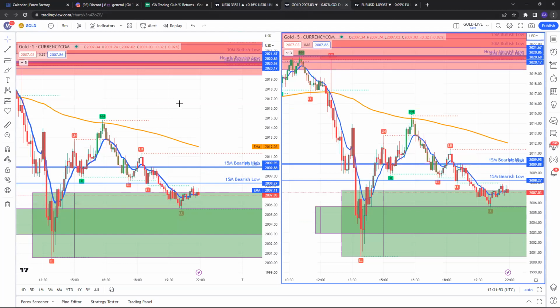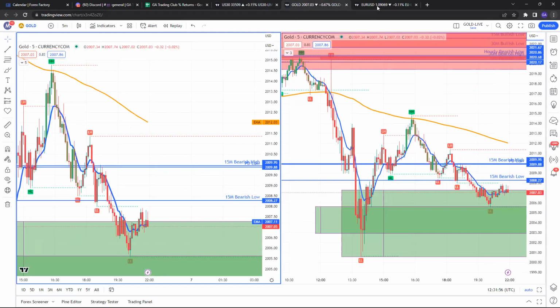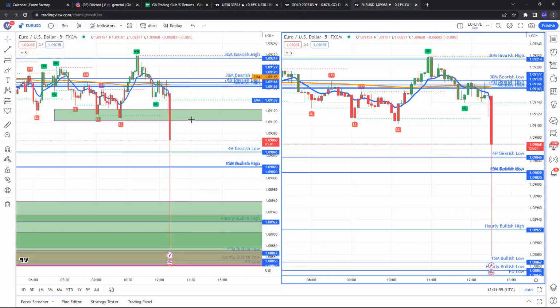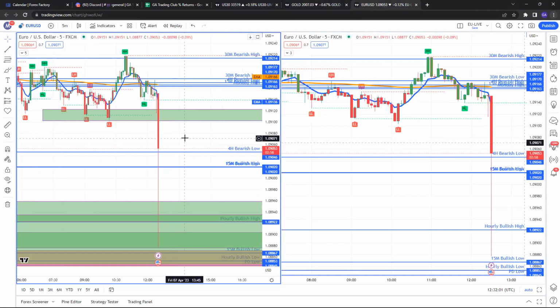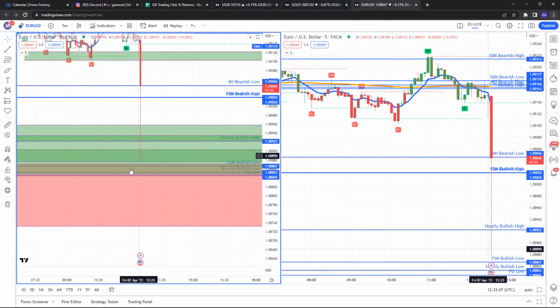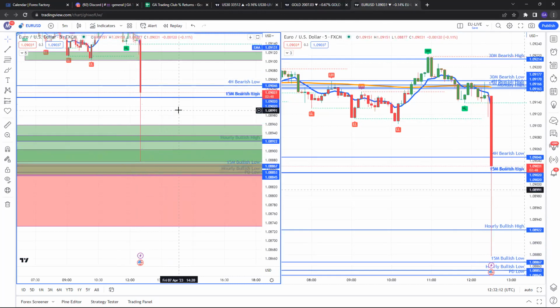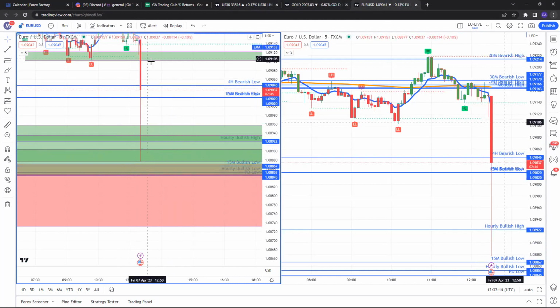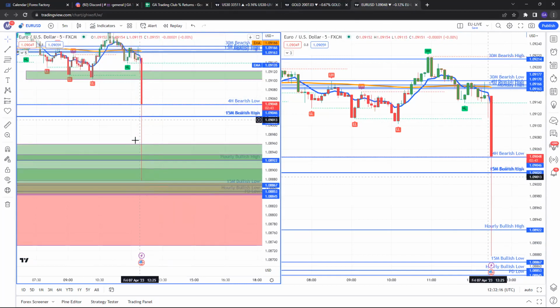Looks like my gold chart is frozen on here. So same thing as EU, right? EU is doing the opposite of what US 30 is doing. And you can see EU as well came down here, picked up liquidity in this demand zone and shot all the way up. So ideally the same thing for EU. If this closes as a bearish candle, I would look for the next candle to be bullish. And then on the third candle, I would be looking to sell.